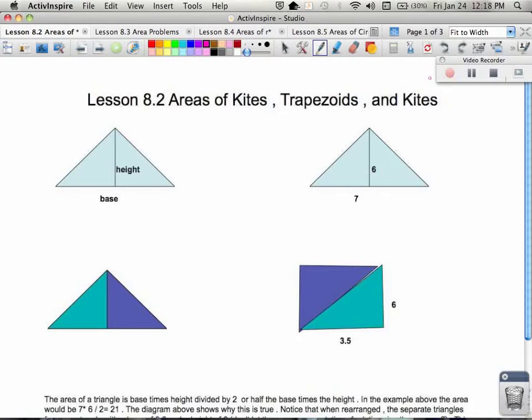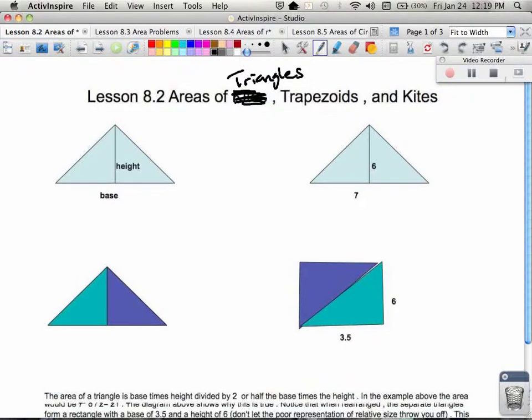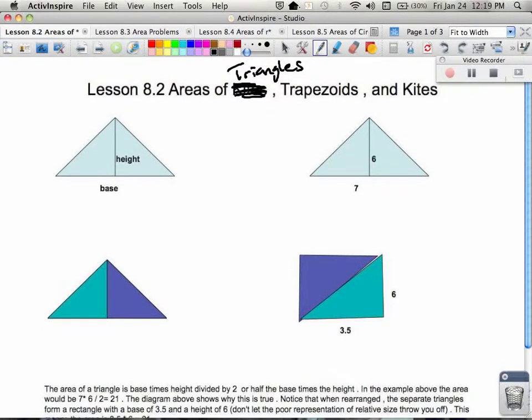In lesson 8.2, we'll be talking about the areas of triangles, trapezoids, and kites. I believe that this first word here was supposed to be triangles. Sorry about that. And so if we look at the area of a triangle, as was stated in the previous lesson, we know that the area of a triangle is base times height divided by 2.